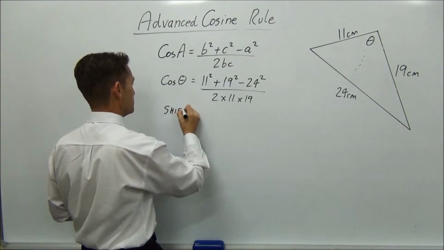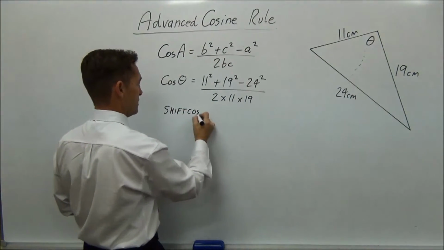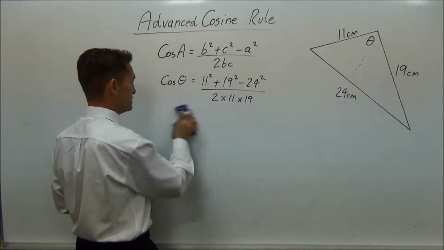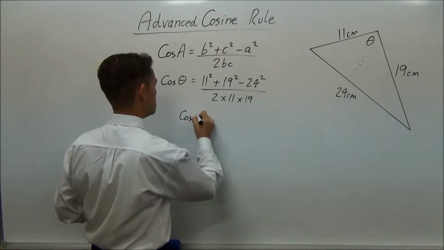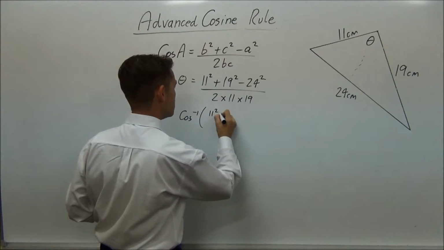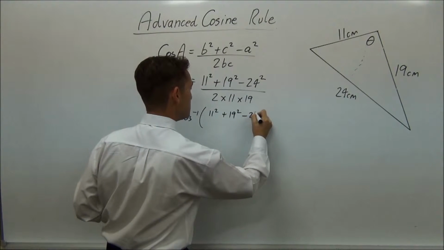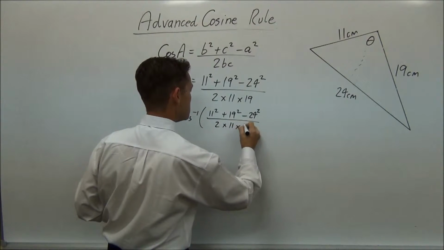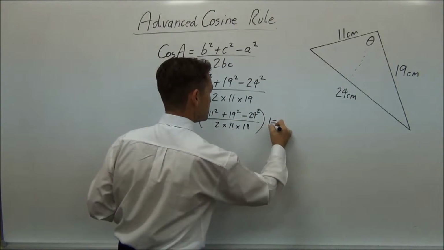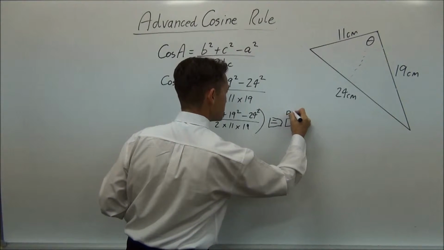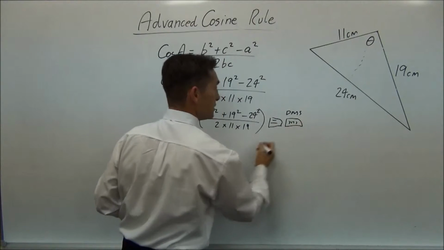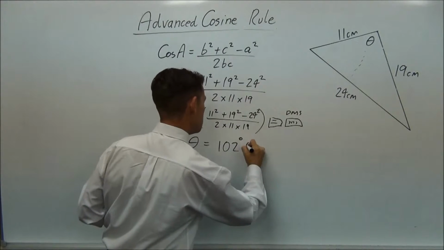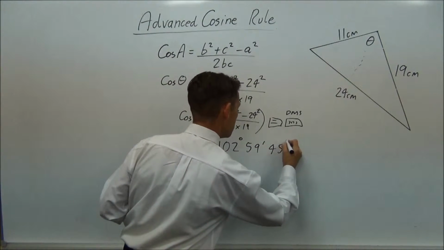So you want to go shift cos on your calculator, or you can actually write just cos to the minus 1 because that's what's going to turn up when you press shift cos. So let's actually write that for a change. So cos to the minus 1 of 11 squared plus 19 squared minus 24 squared, over 2 times 11 times 19. Press in your calculator, press the equals button, press your degrees, minutes and seconds button, and you end up with theta equals 102 degrees, 59 minutes and 45 and a bit seconds.